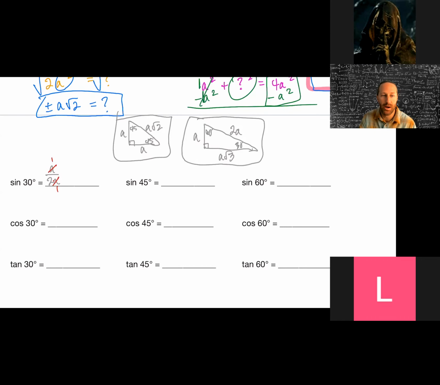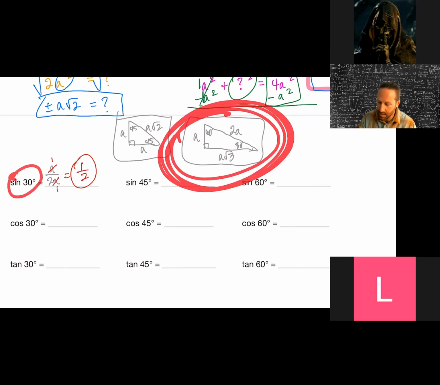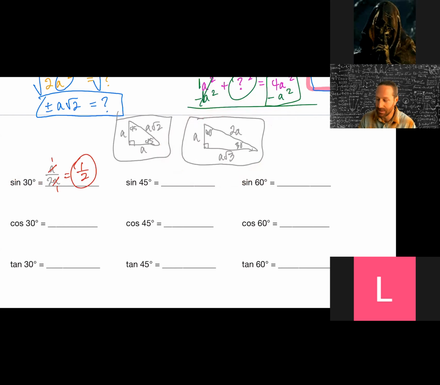We can cancel out our a's, and what's left? One half. Which means the sine of 30, no matter how big, that's what a represented, was anything, no matter how big my triangle is, what will the sine of 30 always yield? Half of the value. Beautiful.